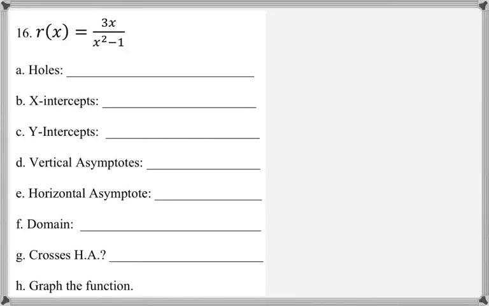Question number 16 is another complete graph analysis. So my first step is going to be to factor the function. That'll be 3x over x plus 1, x minus 1.